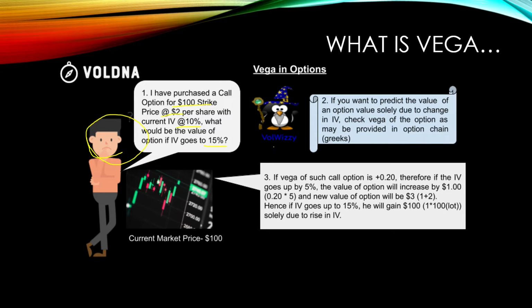So our Volvizy tells him that if you want to predict the option value solely due to change in the IV, then check the Vega of the option. If the Vega of such an option is 0.20 and the IV increases by 5%, then all of you can now easily calculate how much the option price will change. 5 into 0.20, that is a $1 change, and the new option value will be the $2 original value plus $1 increase, so the new option value will be $3. This is just the animated representation of the previous example. Let's move on to the next slide.